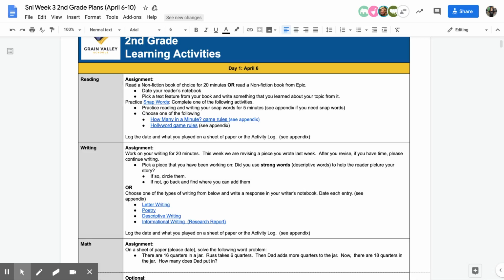Also, you can choose to work on your writing for 20 minutes, revising a piece that you already wrote last week. After you revise, if you have time, you can continue your writing. So pick a piece that you've been working on. Did you use strong descriptive words to help the reader picture your story in their head? And if you did, circle them. And if not, go back and find where you could add some. So you have a couple of choices for writing today.